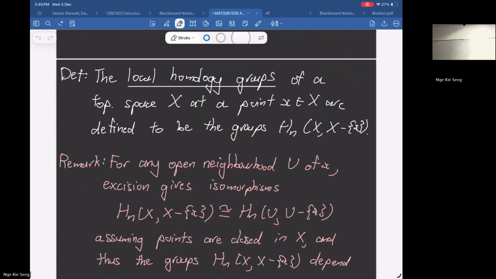one concept here: this H_n of X relative to X minus x is called the local homology group. Why is it local? If you think about the proposition we had previously, this group is isomorphic to the reduced homology of the quotient by X minus the point. Okay, so what is this? This is just looking at that point, looking around that point. And what's the homology at that point? So that's why we call it the local homology.